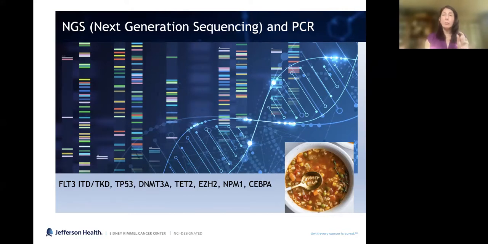And I also include PCR, or polymerase chain reaction, which we use for a few genetic abnormalities, in particular FLT3 internal tandem duplication, because that can be missed on next generation sequencing, and we don't want to miss it. So we do a separate and special test for that. So you'll often see that separately from the next generation sequencing panel. And so this you'll often see on a bone marrow, but it can also be done on blood work.